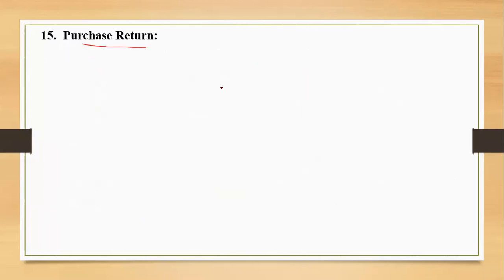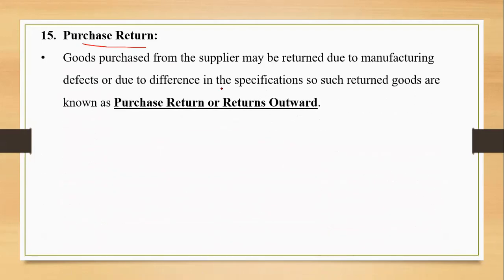Purchase return is the next term. Purchase return is, we all know, out of the amount of goods purchased, if any goods are not as per the sample, are defective, or the price is overcharged, due to any reason, if the goods are returned back to the supplier, we call it purchase return. Purchase return is also better known as return outward.